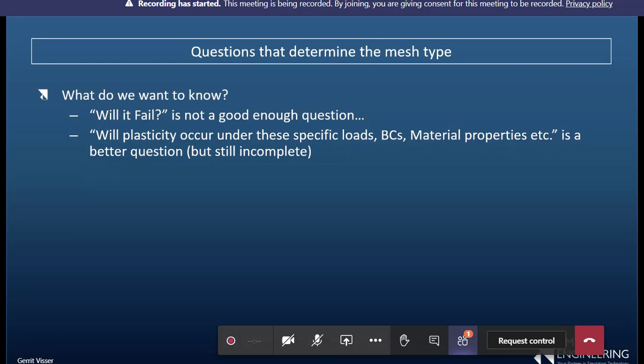It's still not perfect, because if I look at plasticity, how do you define plasticity? Do we use a von Mises equation? Some of the more complex ones, do we have a material that yields in a totally different way than von Mises? But at least at this point, we're already a lot closer to what we want to know.